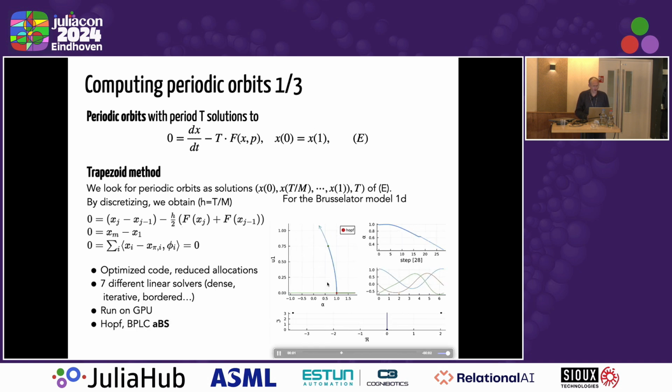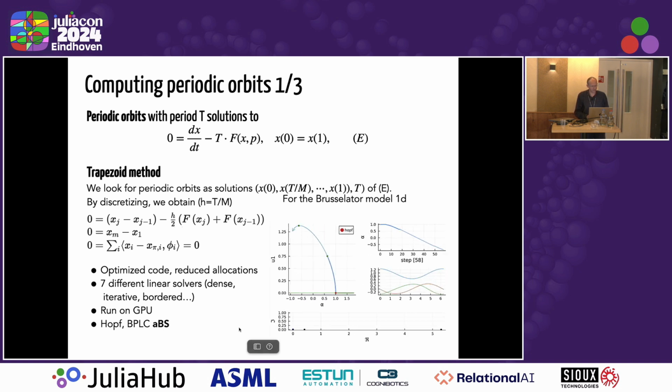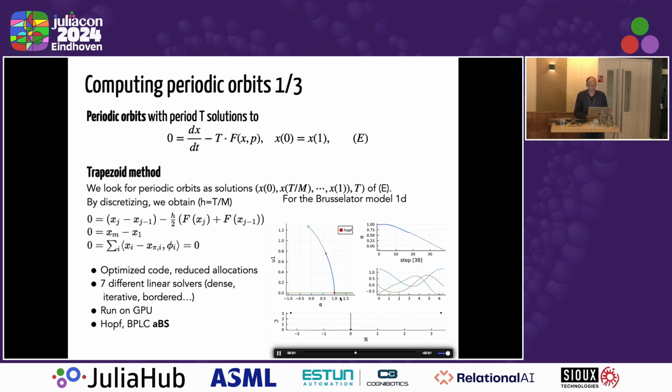And on the right, this is the example I was showing you a few slides ago. This code is very optimized. With this implementation, we have 7 different solvers for PDEs, so you can choose how to solve the linear problem. It runs on GPU. We can automatically branch from Hopf bifurcations and bifurcations of periodic orbits. Here you have an automatic branching from the Hopf point, which is in red.